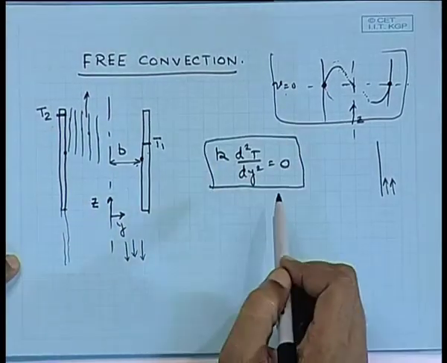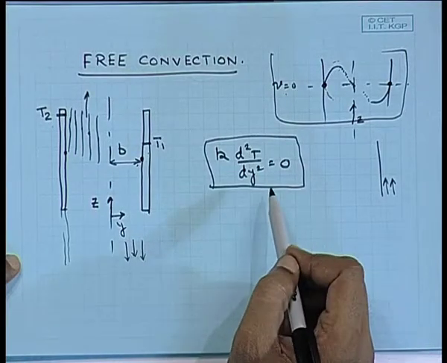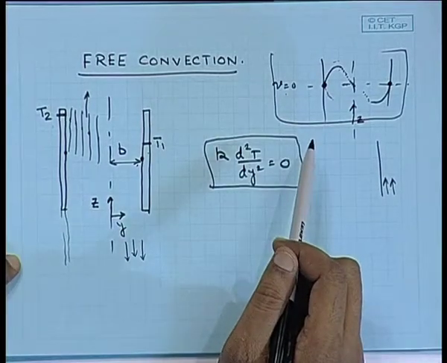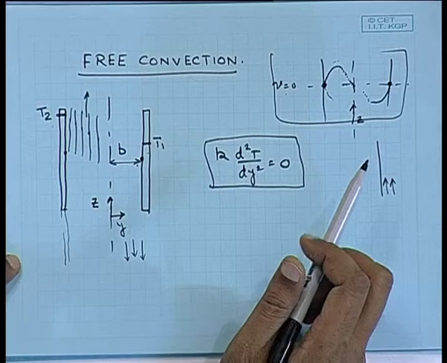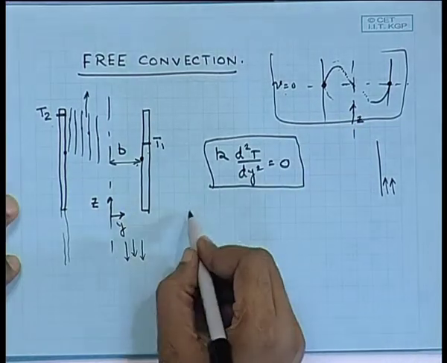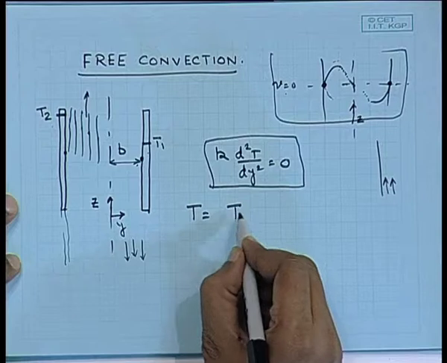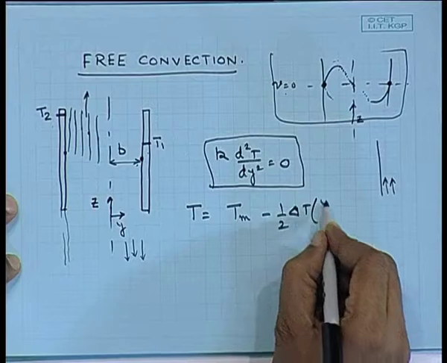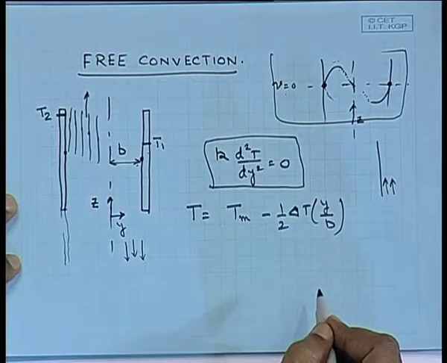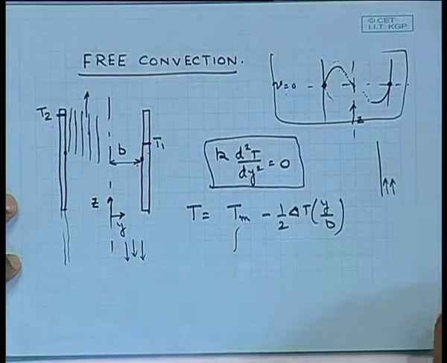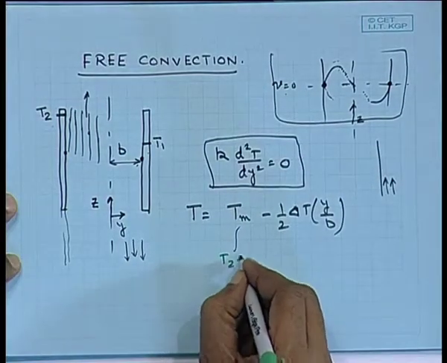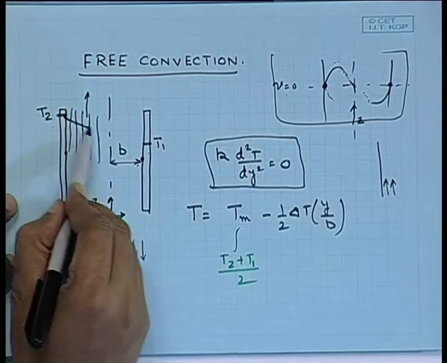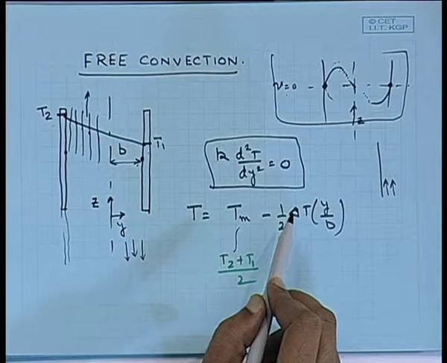If it is very slow flow, this is going to be my governing equation, k d2T/dy² equal to 0, and I can integrate this equation with the help of the two boundary conditions that I already have, which is that T equal to T2 at y equal to minus b and T equal to T1 at y equal to plus b. One would be able to solve the temperature profile as T equal to Tm minus half delta T times y by b. This you can see is a linear temperature distribution, where Tm is nothing but the average temperature, (T2 plus T1) by 2. So, this is going to be the temperature profile in between the two plates.